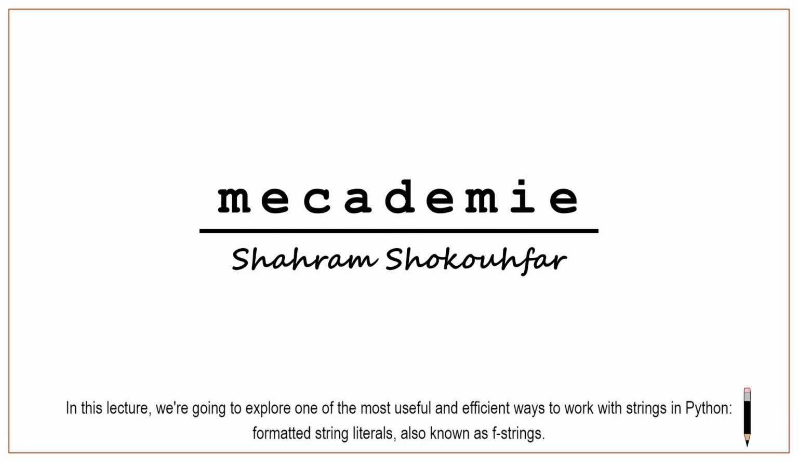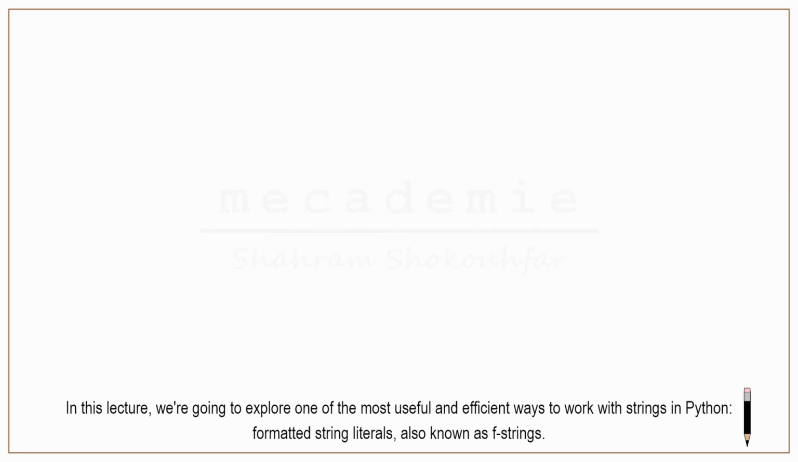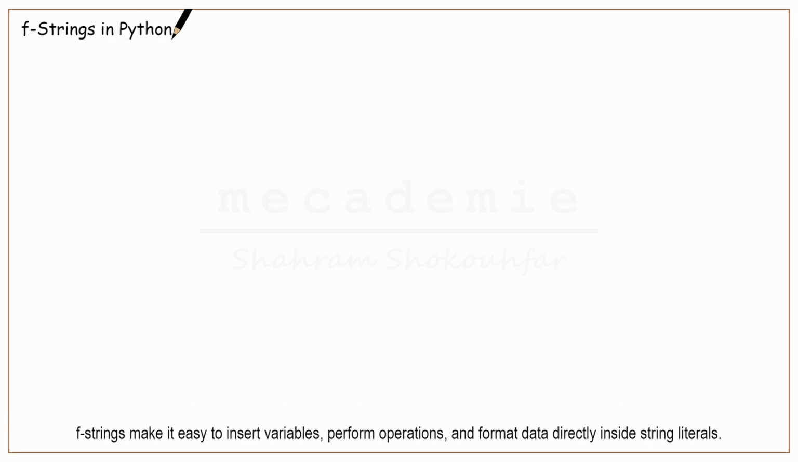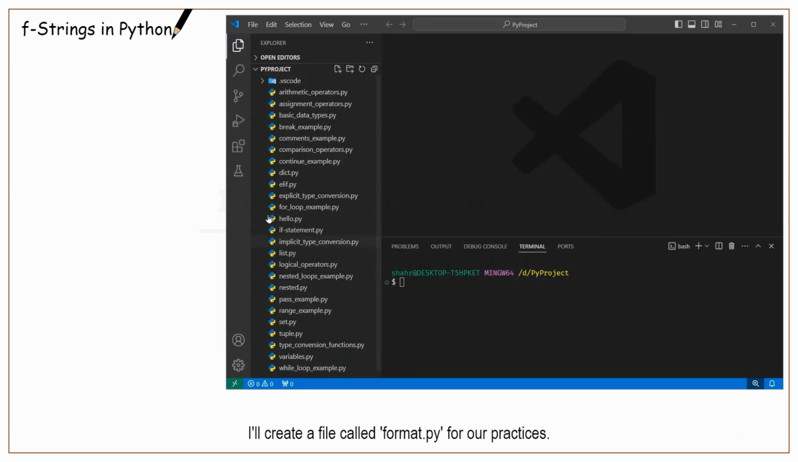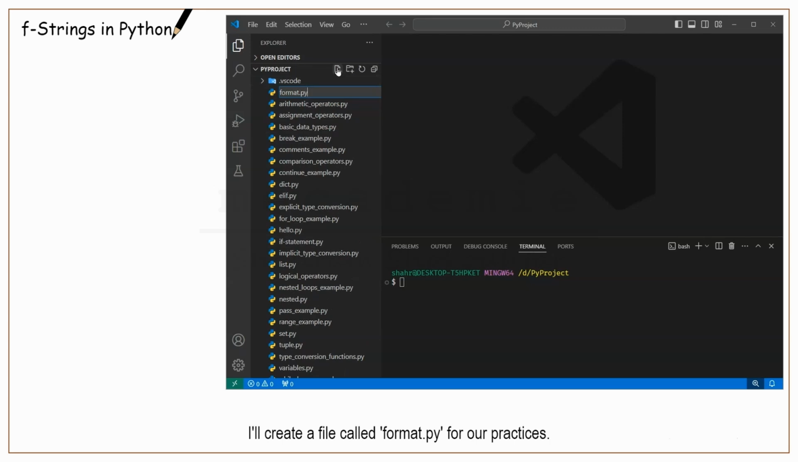In this lecture, we're going to explore one of the most useful and efficient ways to work with strings in Python: formatted string literals, also known as f-strings. F-strings make it easy to insert variables, perform operations, and format data directly inside string literals. Let's walk through the key features of f-strings step by step so you can use them confidently in your programs. I'll create a file called format.py for our practices.